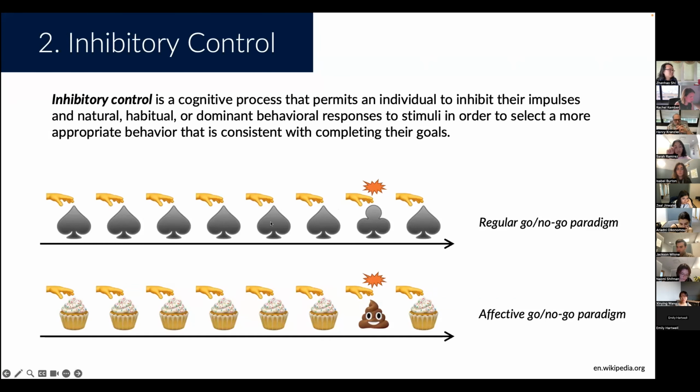Some people use neutral stimuli for this go-no-go paradigm, which is just a regular go-no-go paradigm. And some people tend to use emotional stimuli, for example, responding to the frequently presented appetitive stimulus, but trying to inhibit the response to the infrequently presented aversive stimulus. This is one example of the affective go-no-go paradigm.